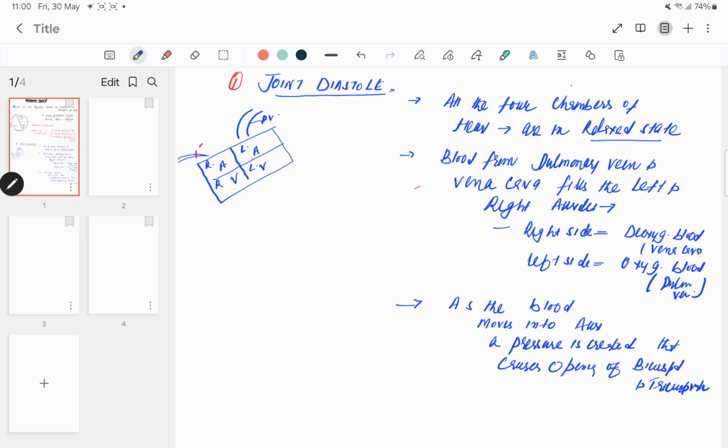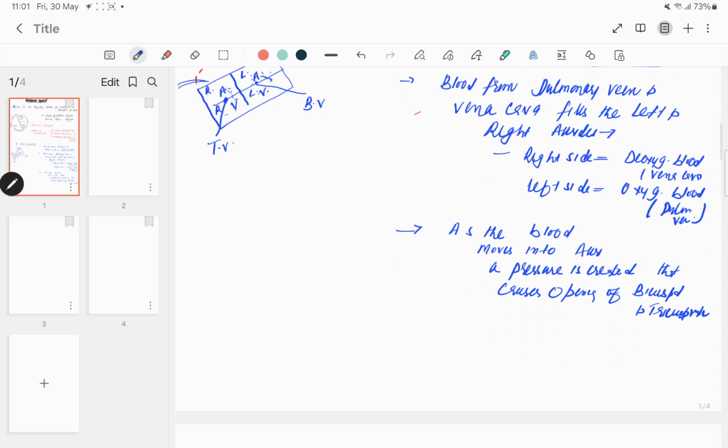Look here, between the right auricle and right ventricle there is a valve known as the tricuspid valve. Between the left auricle and left ventricle there is another, the bicuspid valve. As the blood moves into the auricles, the bicuspid and tricuspid valves get opened. Now the blood starts moving into the ventricles. So from the auricles, blood goes into the ventricles.